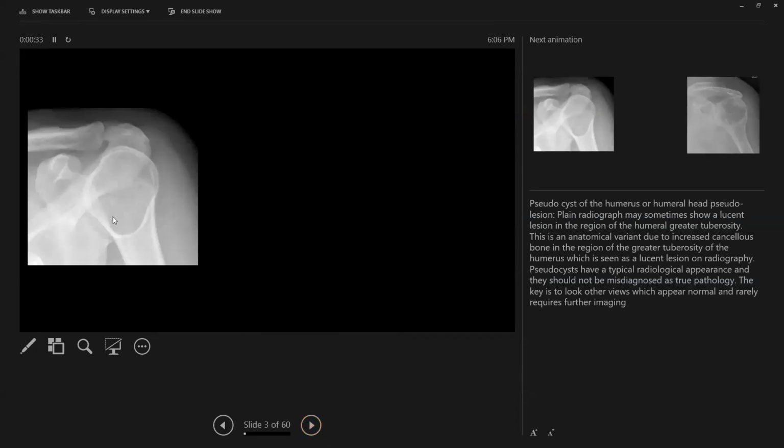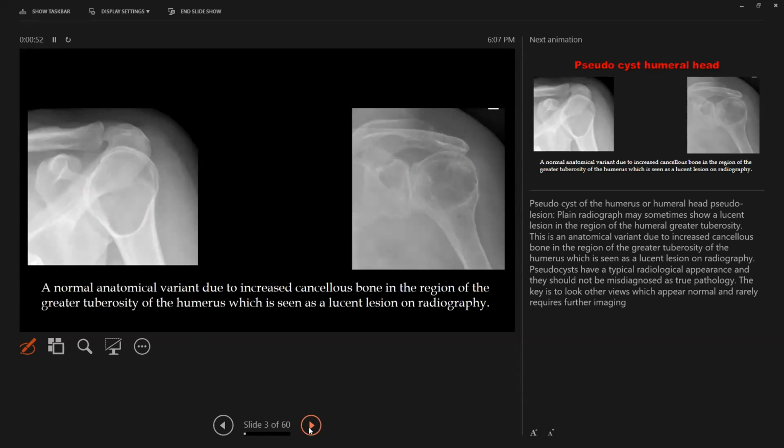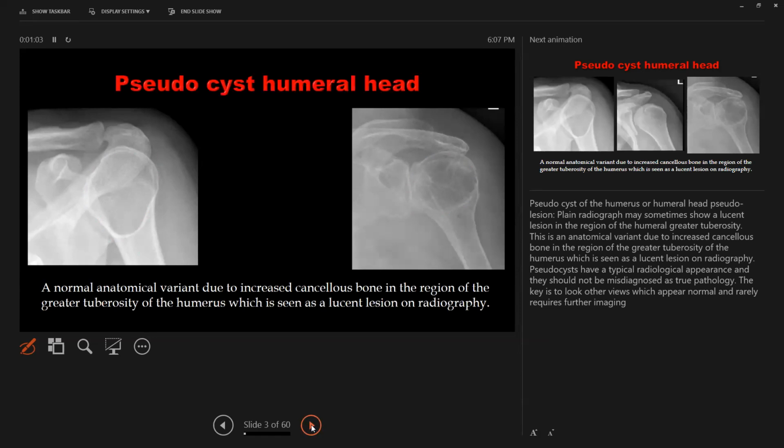So this appearance is not uncommonly seen in the humeral head, which gives a cyst-like appearance within the humeral head. And this is another patient showing a similar cyst-like appearance within the humeral head. This is a normal variant and should not be called pathology and should not lead to further imaging. This is very common. Basically, it is a pseudocyst of the humeral head. This is because of increased cancellous bone, especially in the region of the greater tuberosity, giving a cyst-like appearance.